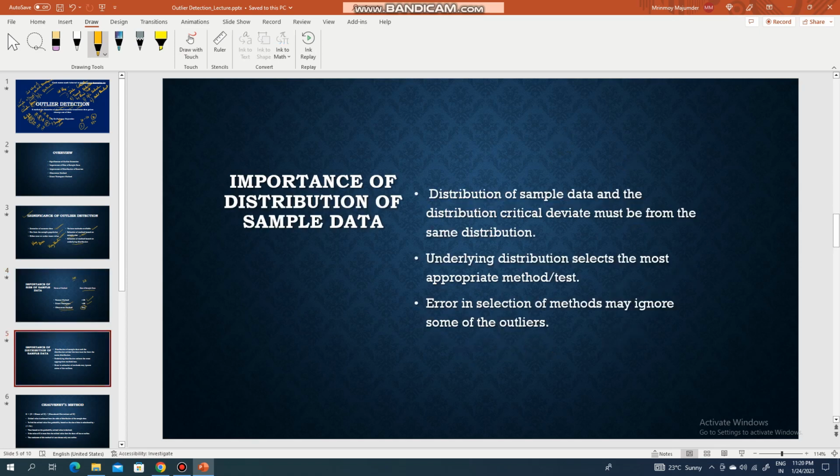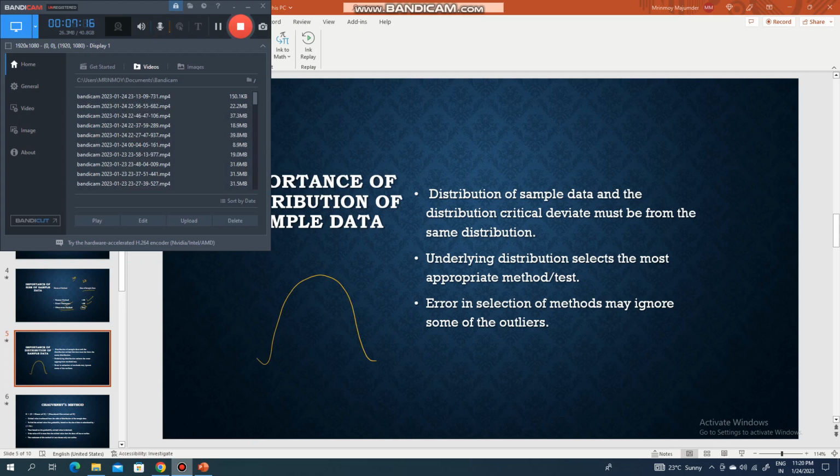Another thing I had said is that the inherent distribution of the sample data is also considered. You see, in maximum cases, sample data follows a normal distribution pattern, but in some cases it also follows other distribution patterns. But these are not the objective of our discussion in this presentation.